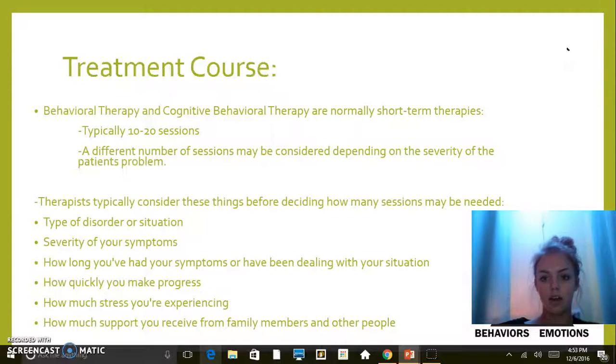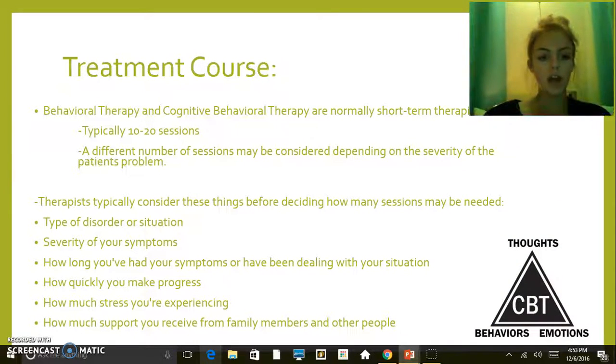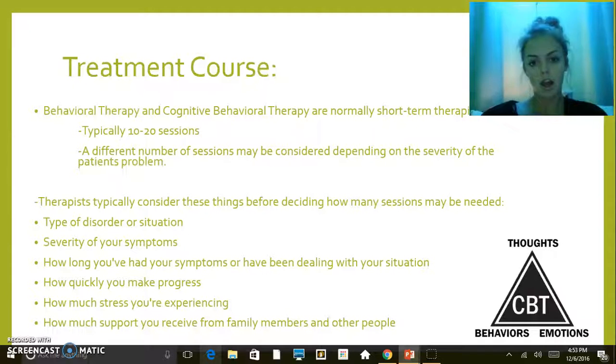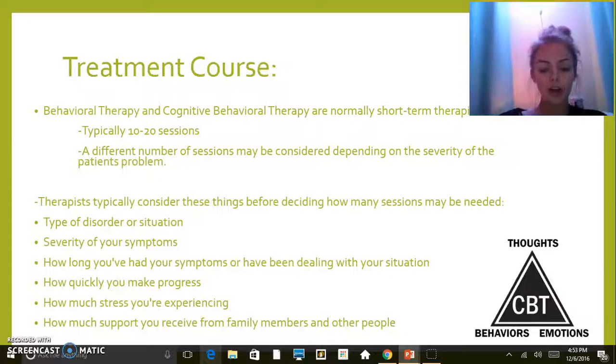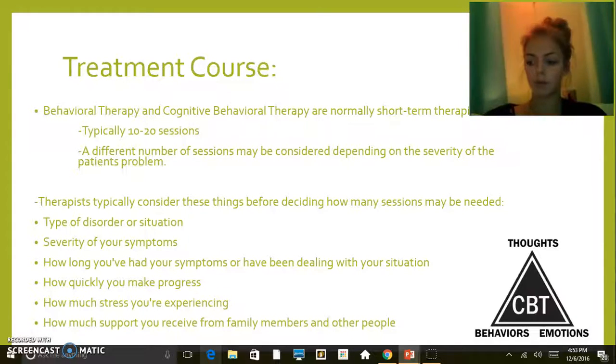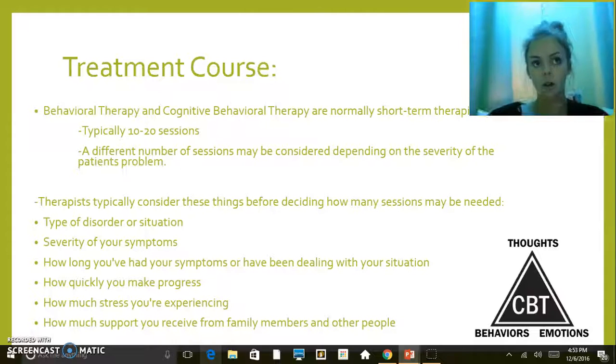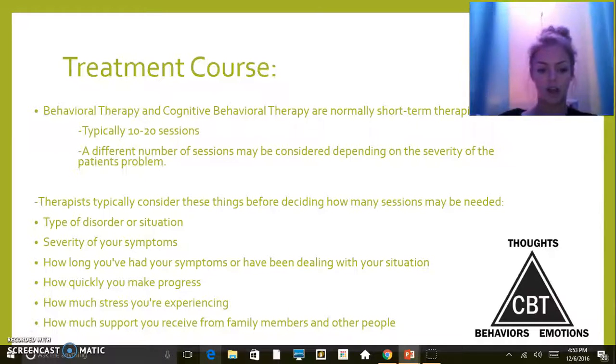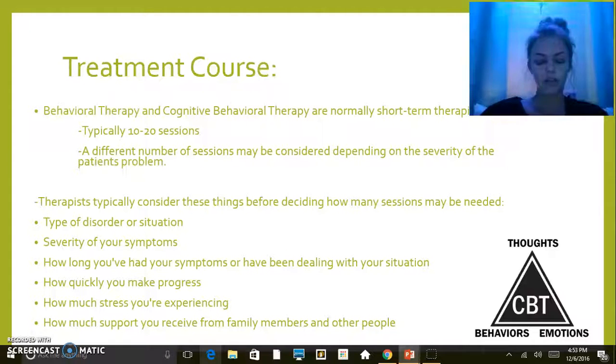So next, the treatment course. Behavioral therapy and cognitive behavioral therapy are normally short-term therapies, as I said earlier. The average number of sessions is typically 10 to 20 sessions. A different number of sessions may be considered depending on the severity of the patient's problem. So depending on how you cooperate and how well it goes, and how bad your behaviors or whatever you're treating is, there's a lot of factors in how many sessions you may have to go through.